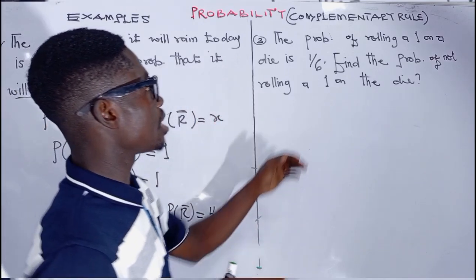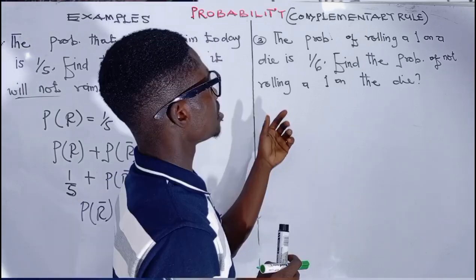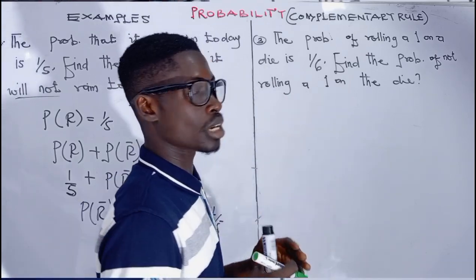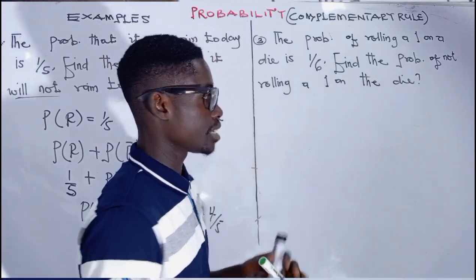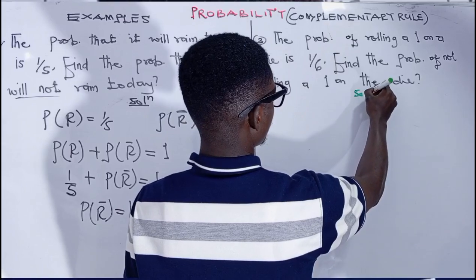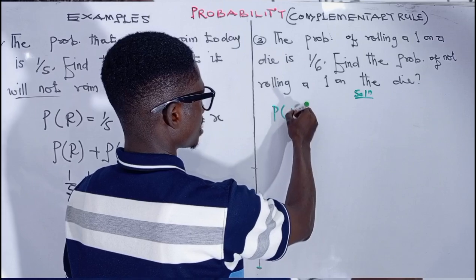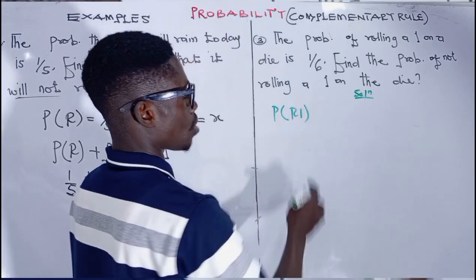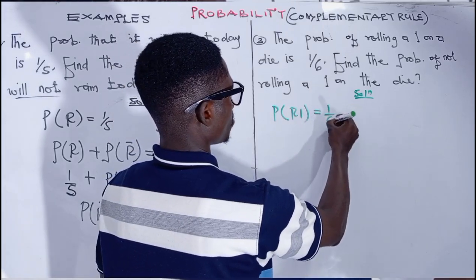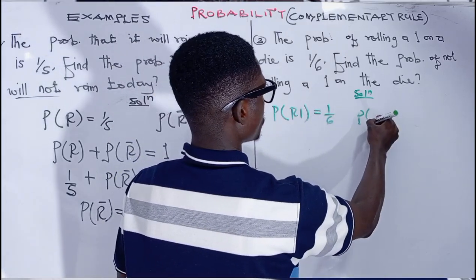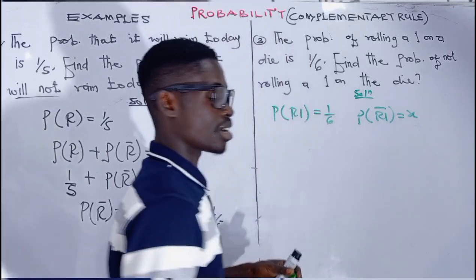Let's look at this example. The probability of rolling a 1 on a die is 1 out of 6. We want to find the probability of not rolling a 1 on a die. So we know that the probability of rolling a 1 on a die, so we are using R1 to represent the roll of a 1 on a die, is giving us 1 all over 6. But we don't know the probability of not rolling a 1 on the die. So let's use the variable x.